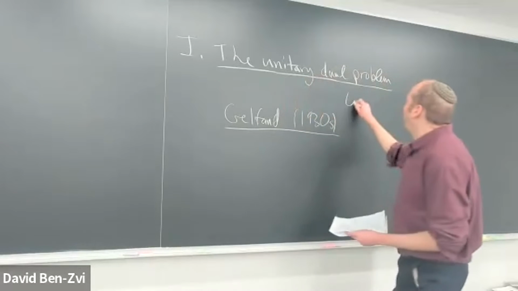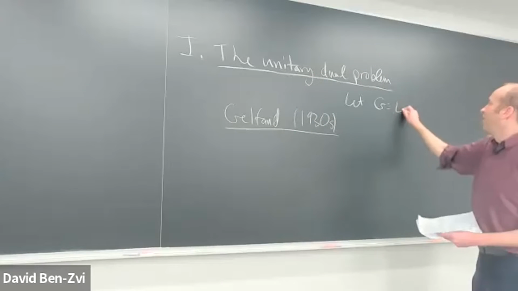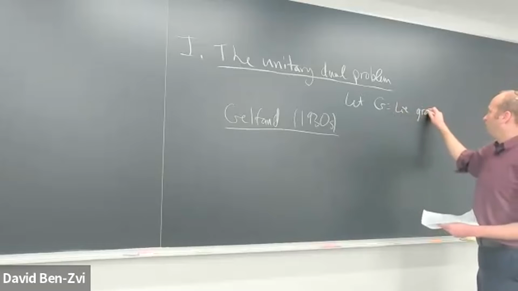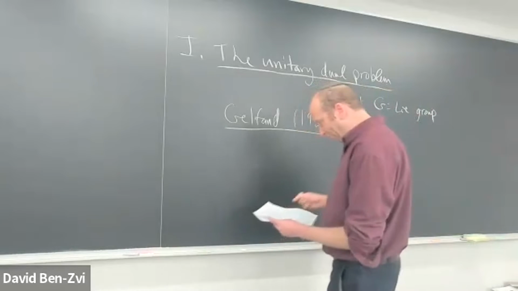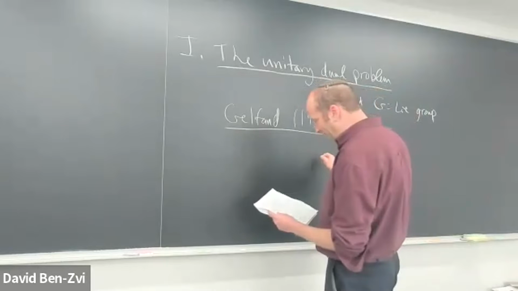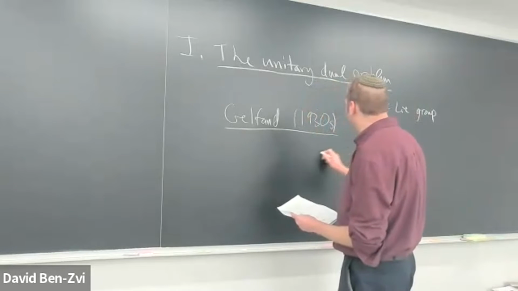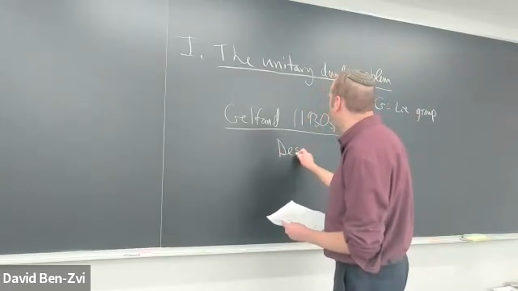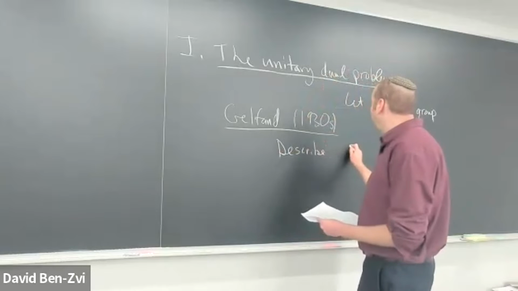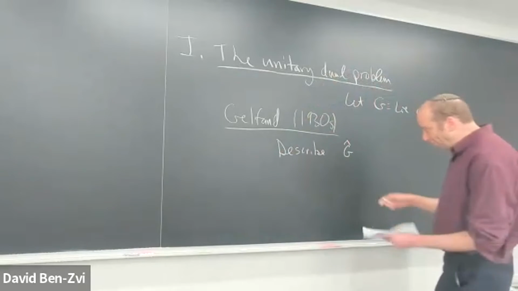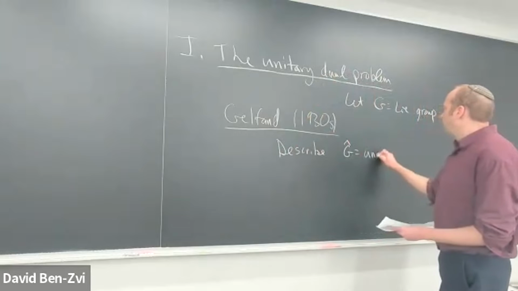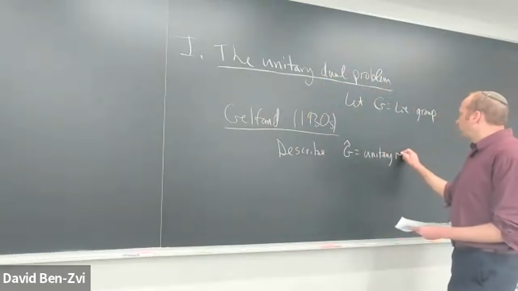Anyway, so let's let G be a group. Think of a real Lie group. And so what we want to do is describe a fundamental unsolved question in representation theory. We're going to describe its unitary representations.